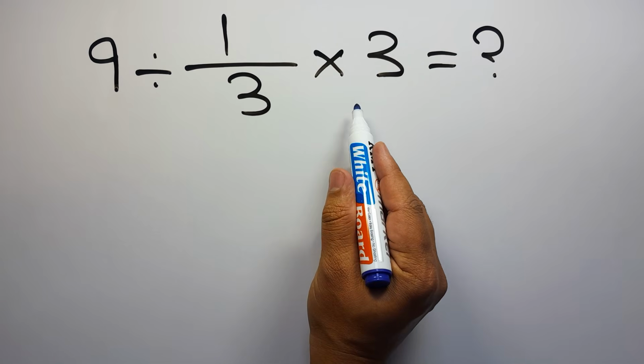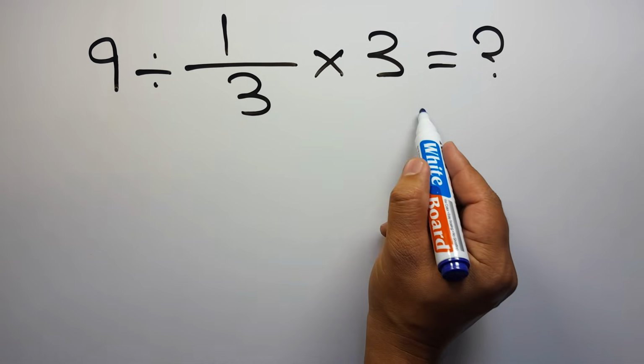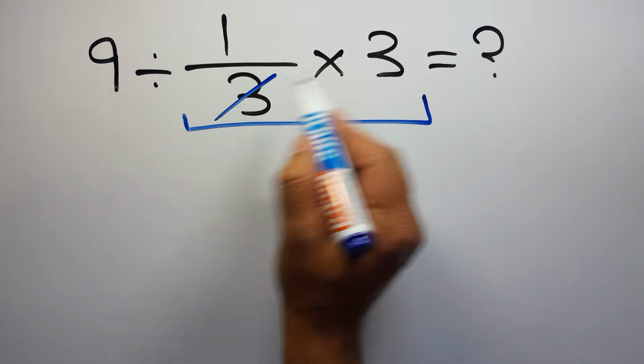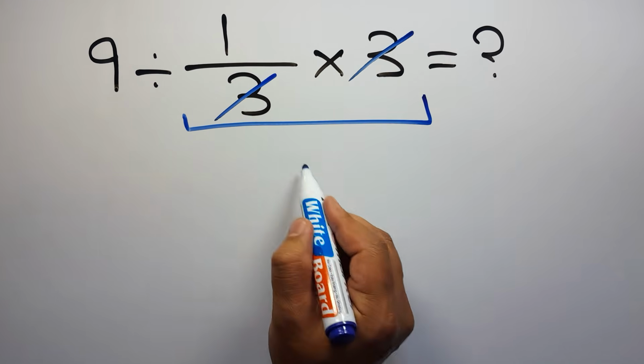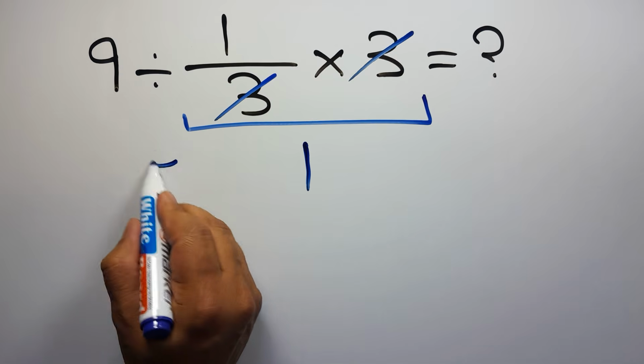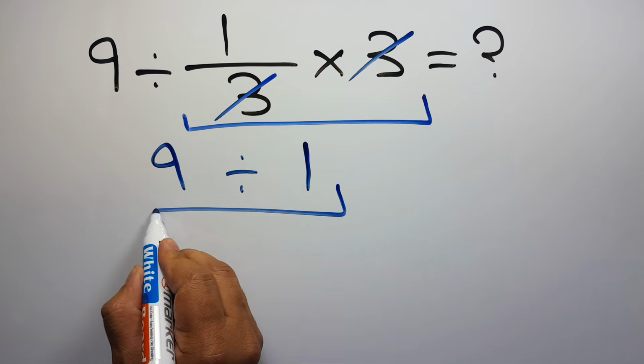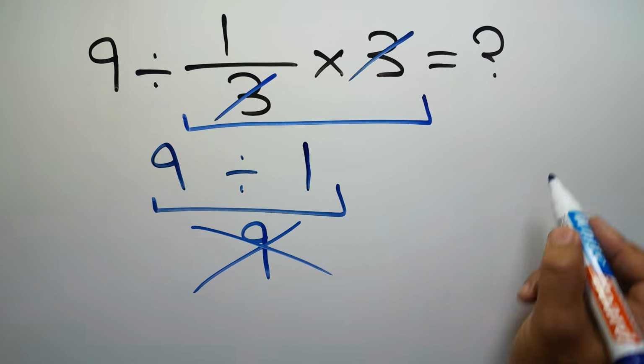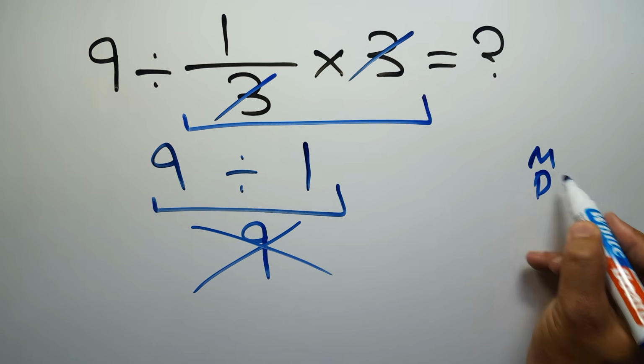First we do this multiplication, 1 over 3 times 3. We can easily cancel this 3 and this 3, so here we have just 1. And the 9 divided by 1 equals 9. But this answer is not correct, because according to the order of operations, multiplication and division have equal priority and we have to work from left to right.